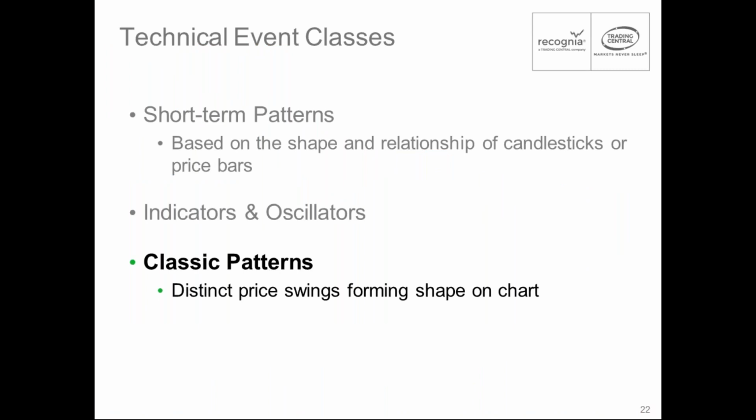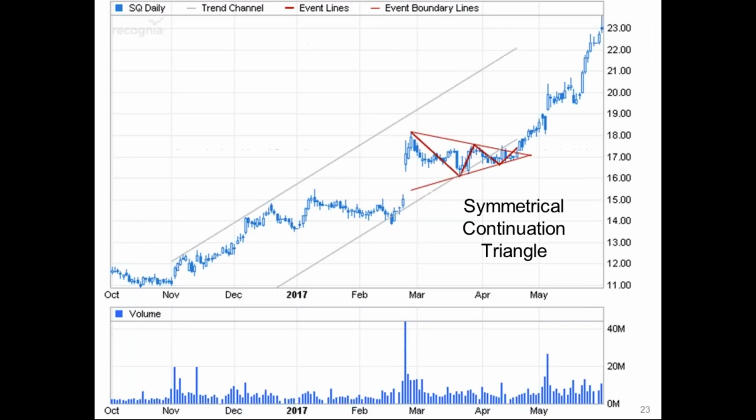And last, we're going to talk about the classic patterns. And in many ways, I think the classic patterns are the most actionable kinds of technical events because unlike the short-term patterns or indicators and oscillators, the classic patterns can also tell us something about what may happen next. And these are formed by distinct price swings forming a particular shape on a chart. I'll give you an example. So here's one we call a symmetrical continuation triangle. And a symmetrical continuation triangle is a bullish continuation pattern. It tells us the previous bullish trend is likely to continue.